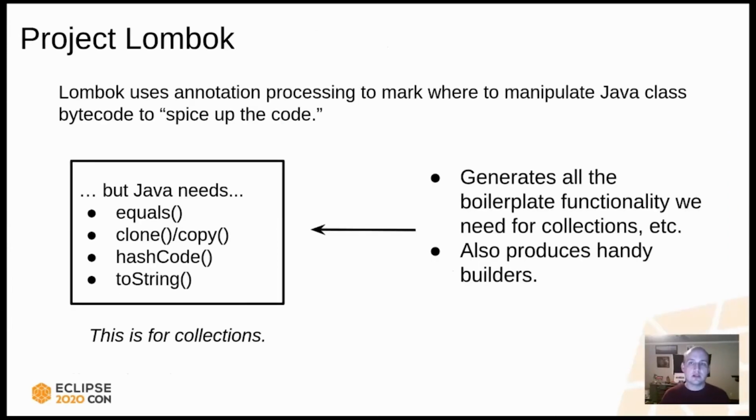Now, Lombok is an interesting tool that actually manipulates Java bytecode. So when I said you can't manipulate a Java class directly, you can in fact change the bytecode, and Lombok does this by exploiting some holes in the JVM. It generates most of the boilerplate that Java needs. So we use Lombok to create equals, copy, clone, hashCode, toString, and it also produces some very handy builders.